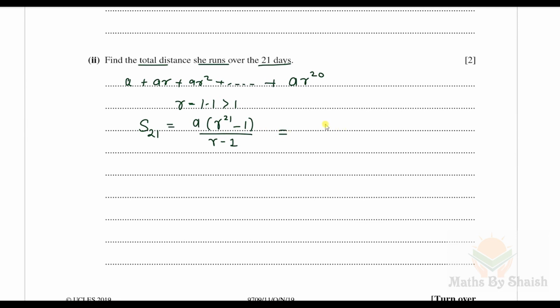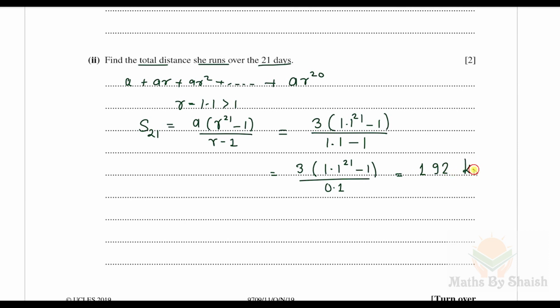So let's substitute the values. A is x, and x is 3 correct to 1 decimal place, into r, that is 1.1 to the power 21, minus 1, over 1.1 minus 1. So it is 3 into 1.1 to the power 21 minus 1 upon 0.1. By calculator we'll calculate this, and it is going to be 192.00 and so on, so it is going to be 192 only, 192 kilometers. So altogether this is the total she runs during this 21 day period.